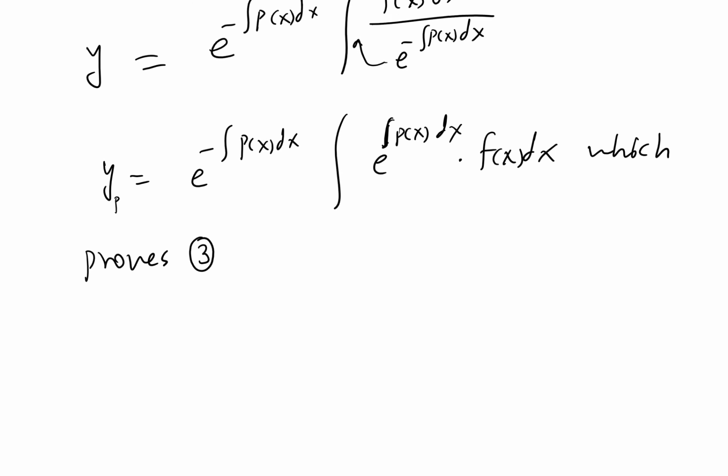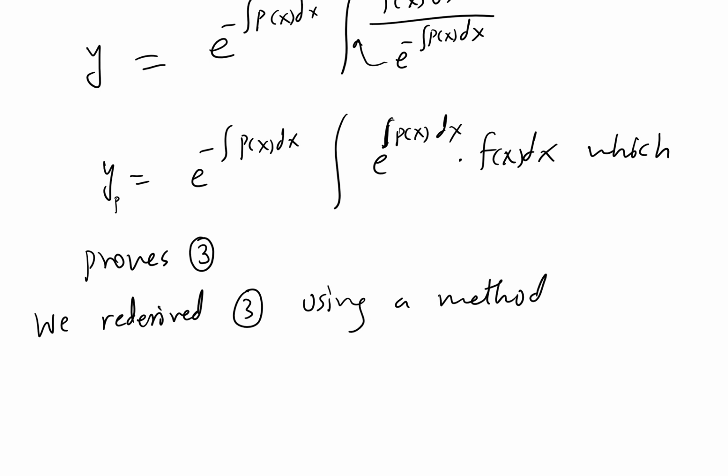So what we actually did here, we re-derived equation 3 above using a method called variation of parameters, where the u1 is used.